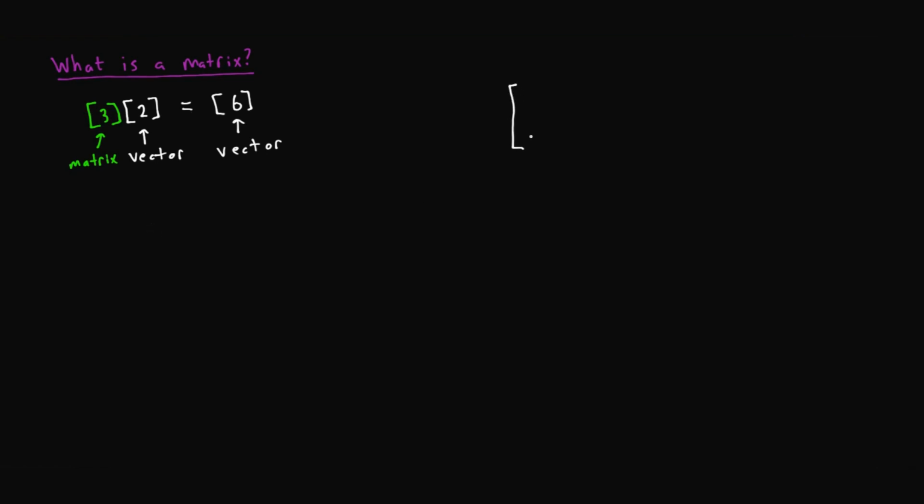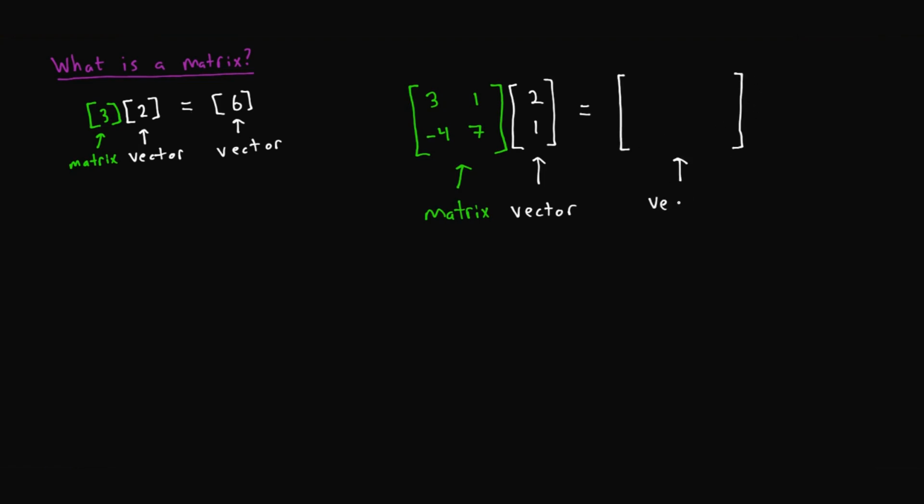Now let's look at the two-dimensional case. We'll have the vector 2, 1, and now a matrix will be any set of numbers. And we're going to multiply and end up with another vector. The way we multiply is we go across the matrix and down the vectors like this.